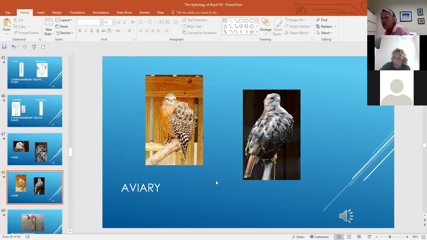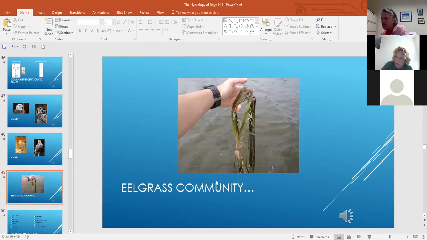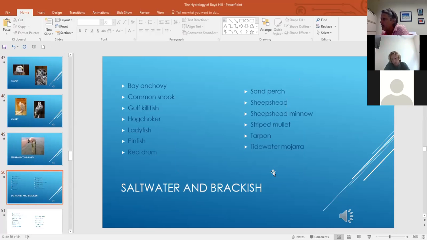As I said, Lake Magloire is an estuary, salt water mixed with fresh water, and it's a typical eelgrass community. Eelgrass. We're going to learn about seagrasses in our next unit. There's some eelgrass right there. The saltwater fish that live there: bay anchovy, snook, killifish, hogchoker, ladyfish, pinfish, redfish, sand perch, sheepshead minnow, striped mullet, tarpon, and then the mojarra.